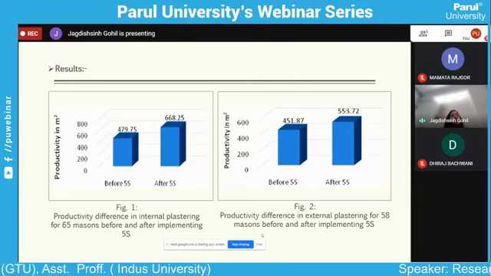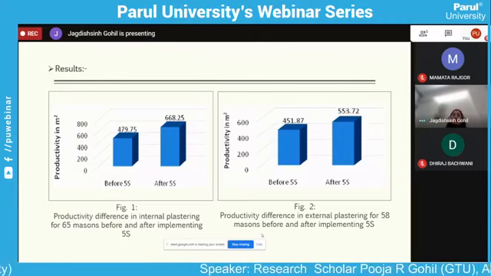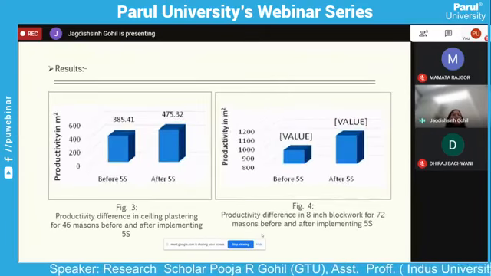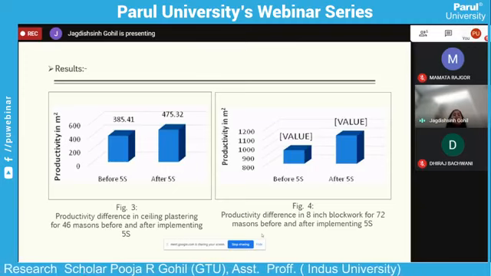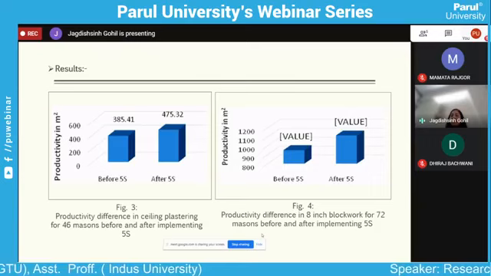Okay, the first figure is for internal plastering. You can compare both figures. The second is for external plastering. So you can see the number of masons reduced as well as productivity increased. Fine. Third, you can see for ceiling plastering, the number of masons is the same, but productivity is increased. And last is the 8-inch block work. So over here, you have even reduced the masons and you have increased the productivity.